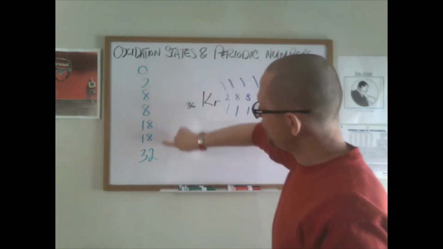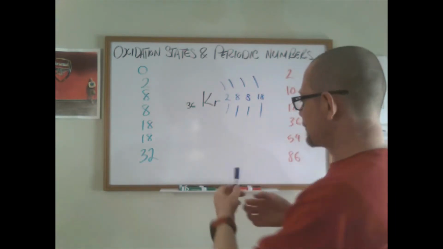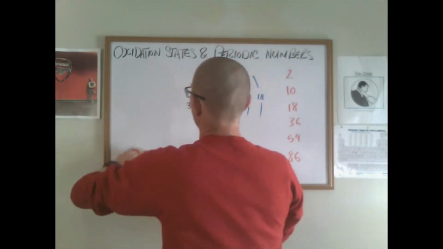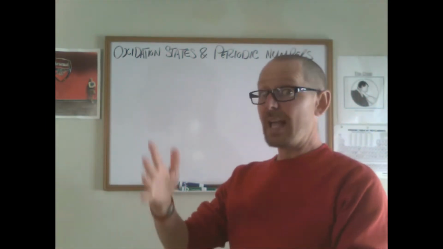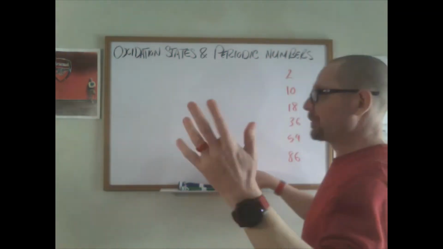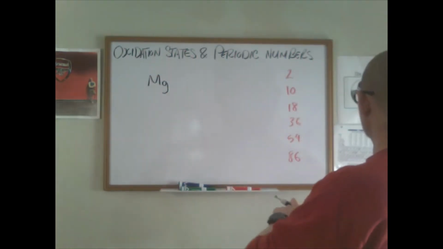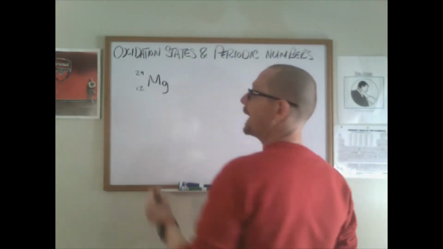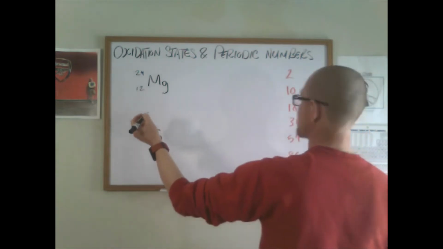So we're going to use this pattern and this idea, and we're going to take a look at just some other random elements, right? So just off the top of my head, I'm going to choose magnesium and sulfur. Magnesium, Mg, I think we're at a mass of 24 over 12. Yeah, we are, there we go. 24 over 12. And sulfur, that's going to be 32 over 16, excuse me.